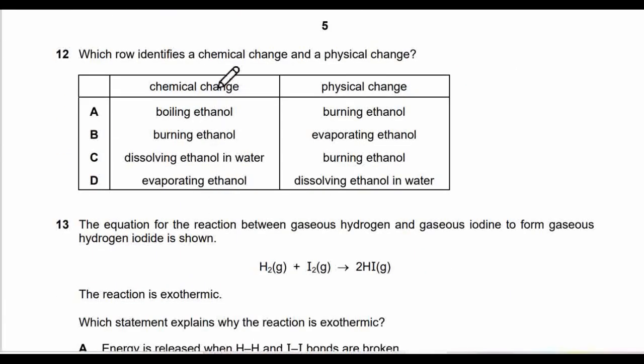Question 12. Which row identifies a chemical change and a physical change? Chemical change is irreversible, while physical change is reversible. Chemical change is something irreversible, usually burning something, reacting with oxygen, and physical change is dissolving or diluting. So evaporating ethanol is also a physical change. Burning is not physical. This is wrong. And evaporating is not chemical. So the correct answer will be B for question 12.